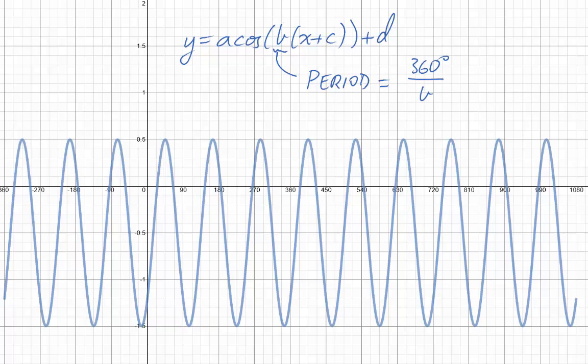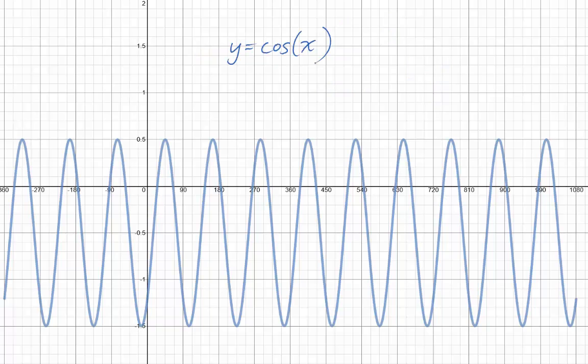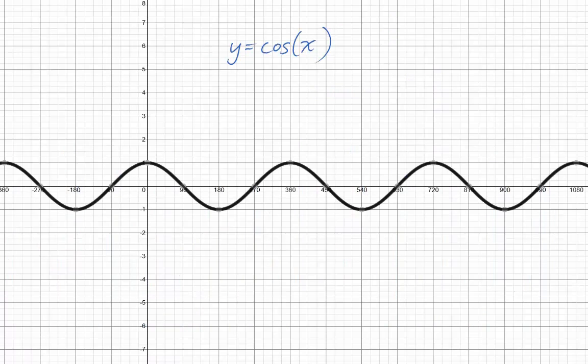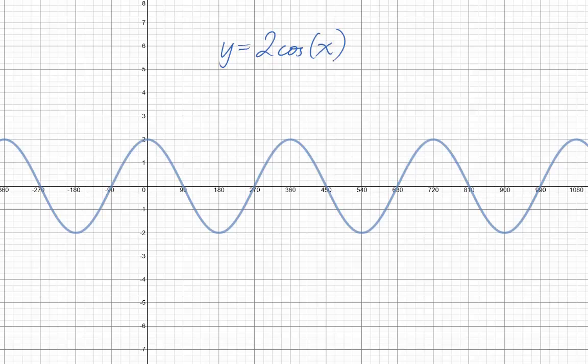Going back to the original graph of y equals cos x, you can see the y values are all between -1 and 1. So we say that the amplitude is 1. Now let's stretch this graph vertically by graphing y equals 2 cos x. Now the y values are between -2 and 2, so the amplitude of this graph is 2. The amplitude tells you how much the cos graph is stretched vertically.